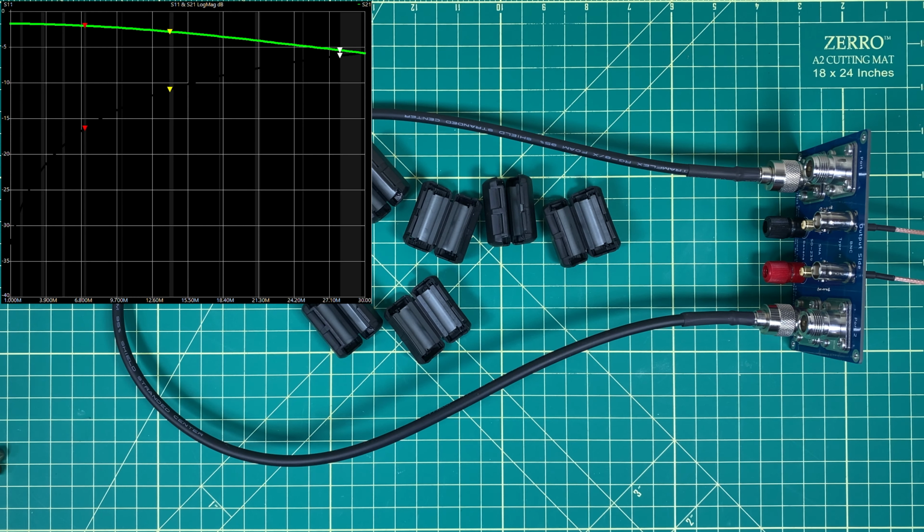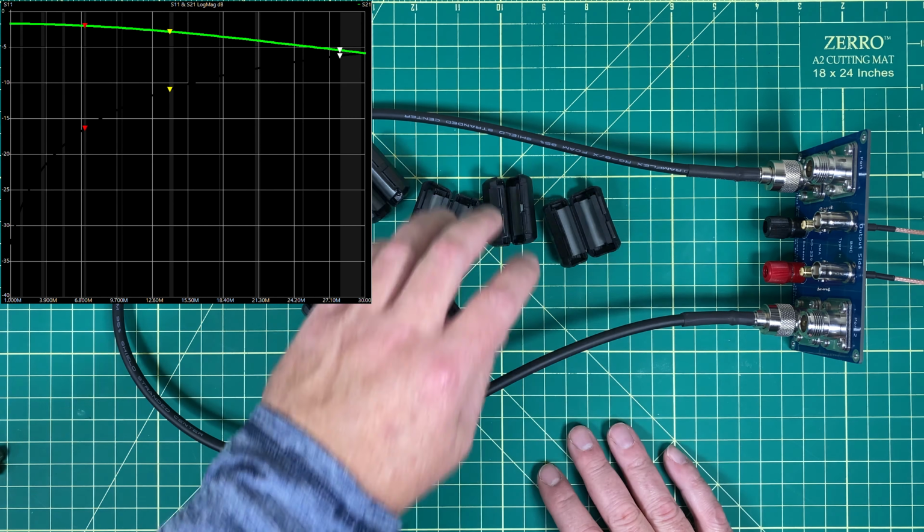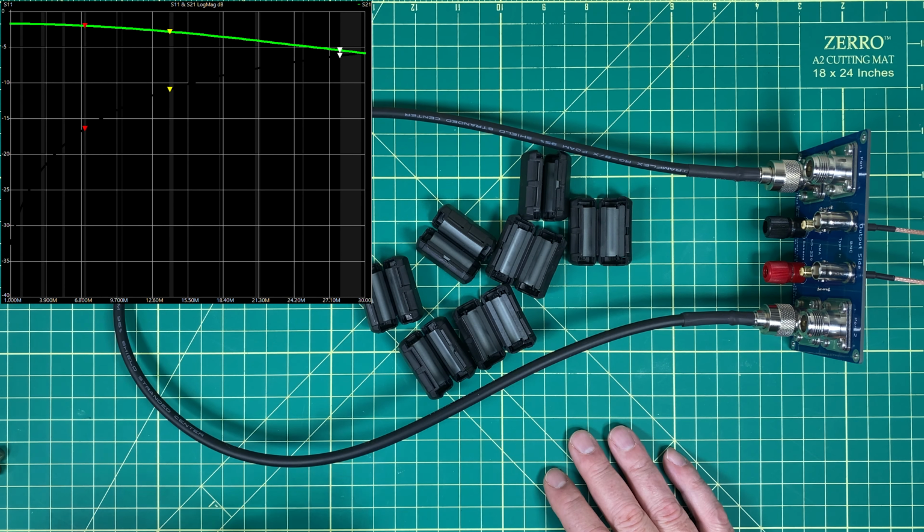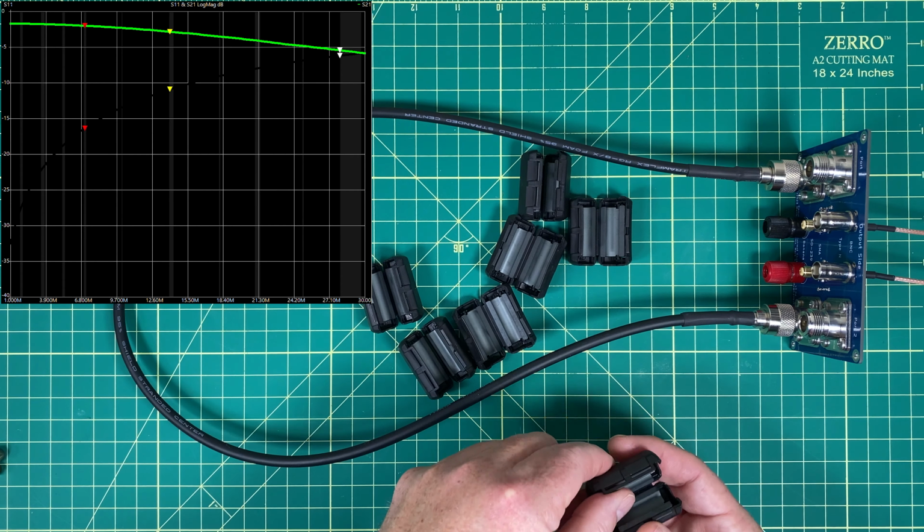So currently we're looking right now. There is some natural attenuation happening across the cable. Roughly at 1 megahertz, it's about negative 2 dB, and up towards the 30 megahertz, it's just a little over 5. But that's not as important as what we want to do, which is see the relationship between 3 ferrites, 5 ferrites, and 7 ferrites on the cable. So to get started, let's go ahead and just put our first ferrite on.